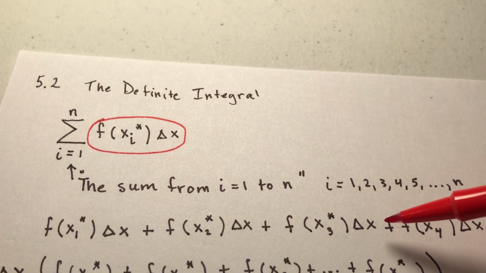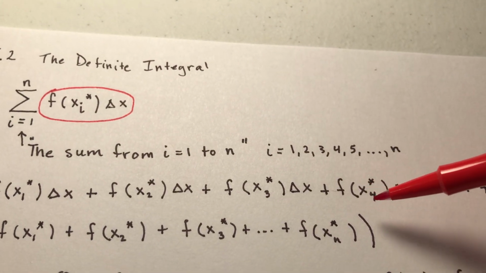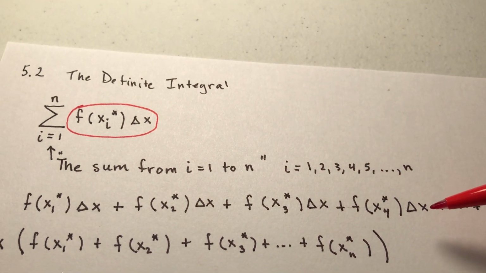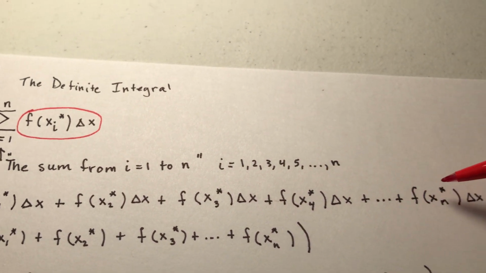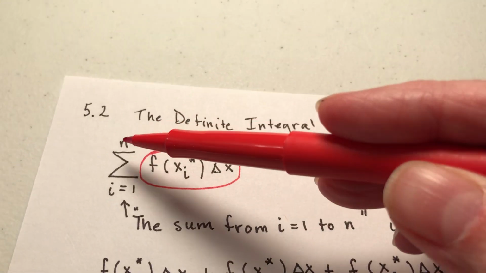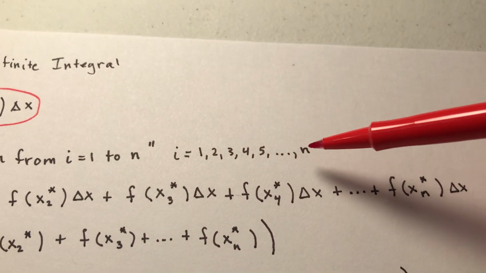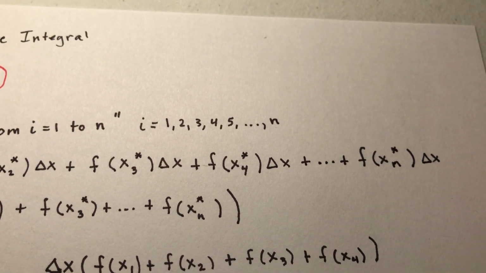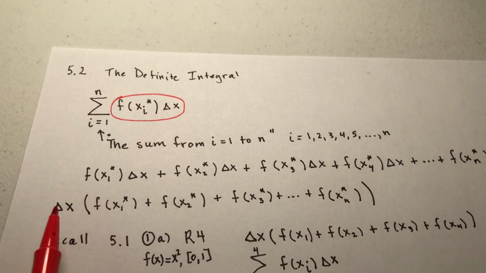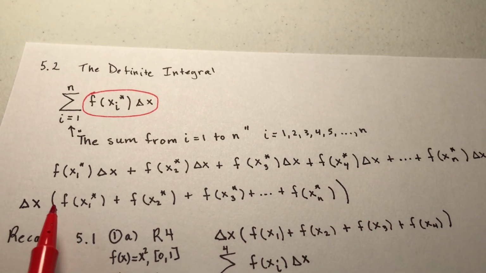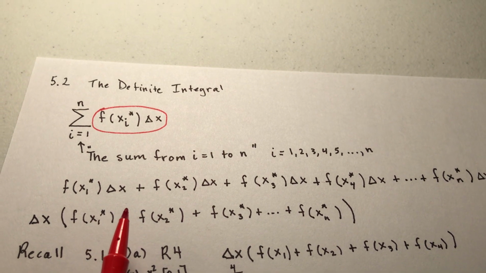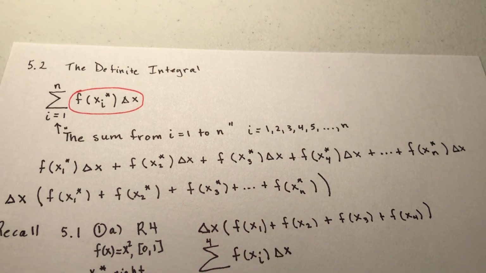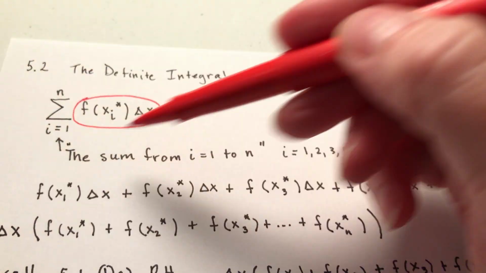This could go on forever. Plus I put in a 4, f of x sub 4 star delta x. Just to show you you're adding up these products, plus dot dot dot, plus it does end. Where does it end? It ends at n. I equals 1 to n, so the very last one's going to be f of x sub n star delta x. And I can also factor out a delta x out of all those and get f of x sub 1 star plus f of x sub 2 star plus f of x sub 3 star all the way to f of x sub n star. So just to show what this means.